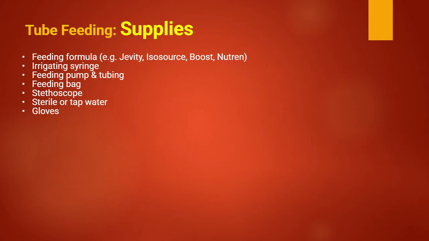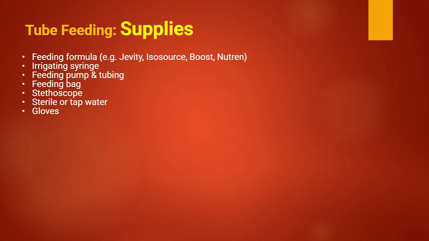Next, the irrigating syringe, often a 30 to 60 milliliter syringe, is used to flush the feeding tube before and after the feeding. Flushing with sterile or tap water helps prevent the tube from clogging and ensures the full delivery of formula and medication.